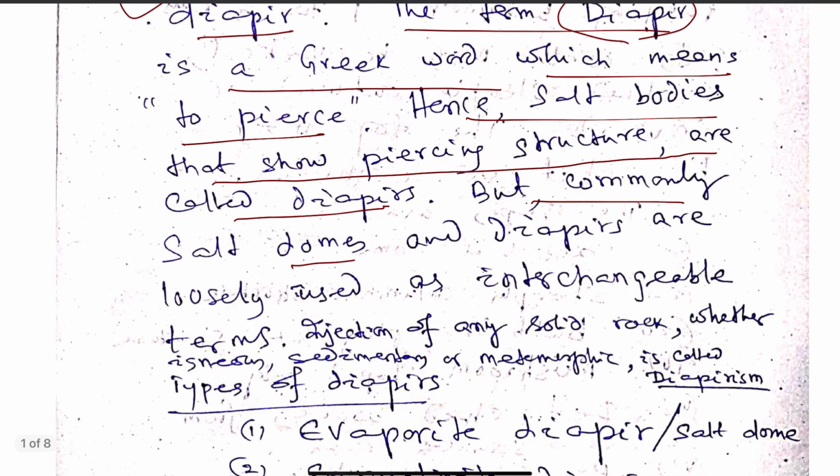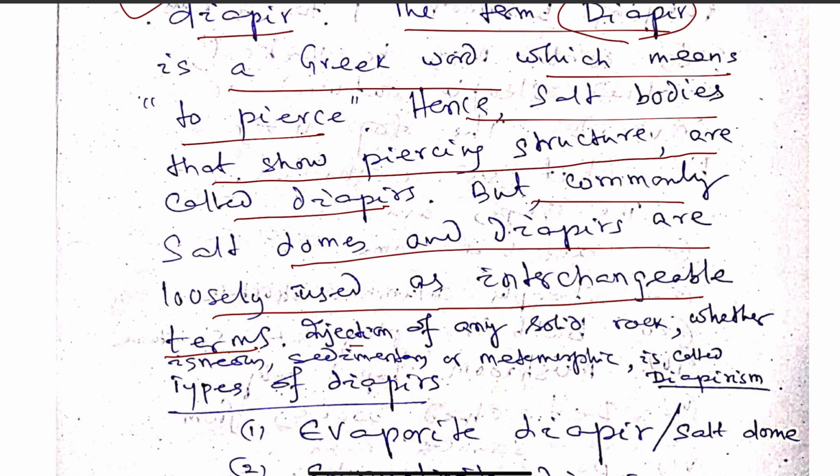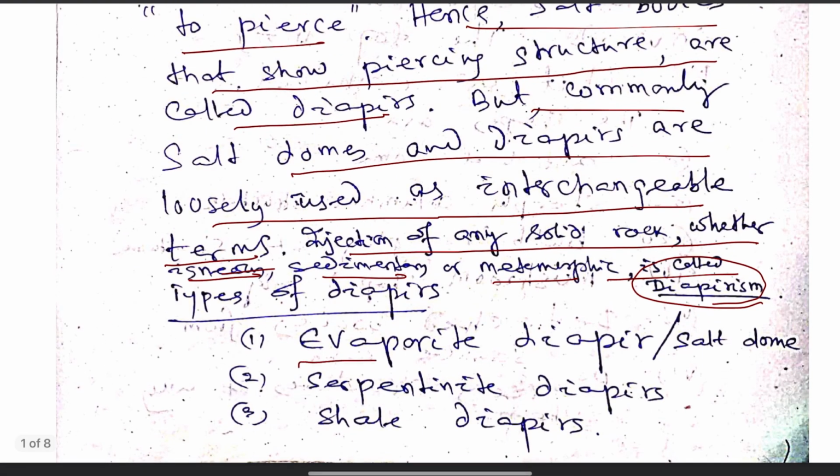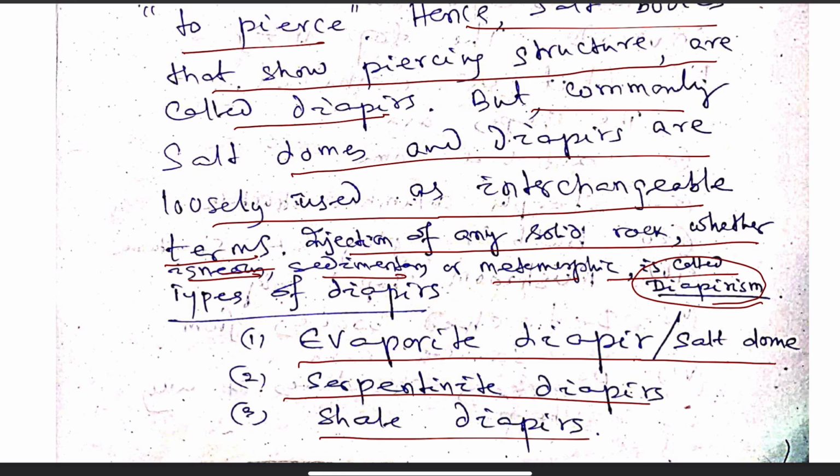But commonly, salt domes and diapirs are loosely used as interchangeable terms. Injection of any solid rock, whether it is igneous, sedimentary or metamorphic, can be brought under diapirs, and the process is called diapirism. So how many types of diapirs are there? Generally, we have evaporite diapirs, which are commonly called salt domes. We have serpentinite diapirs, we have shale diapirs.